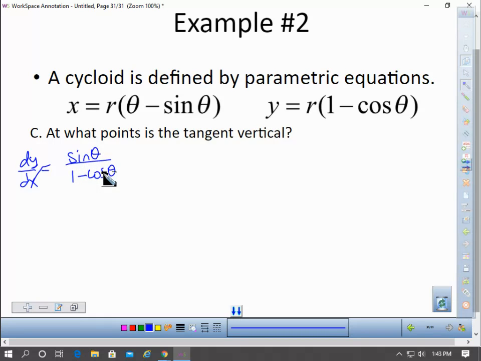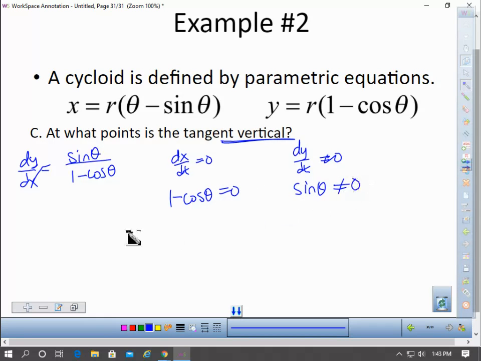All right, so in order to have a vertical tangent line, I need my bottom, which is dx/dt, to equal 0, and my numerator, dy/dt, cannot equal 0. Okay, so 1 minus cosine, so it's just the reverse of the last problem, so I'm going to get the same answers. Sine cannot be 0. So here, cosine has to equal 1. So where does cosine equal 1? Cosine equals 1 when theta is 0 or 2 pi.